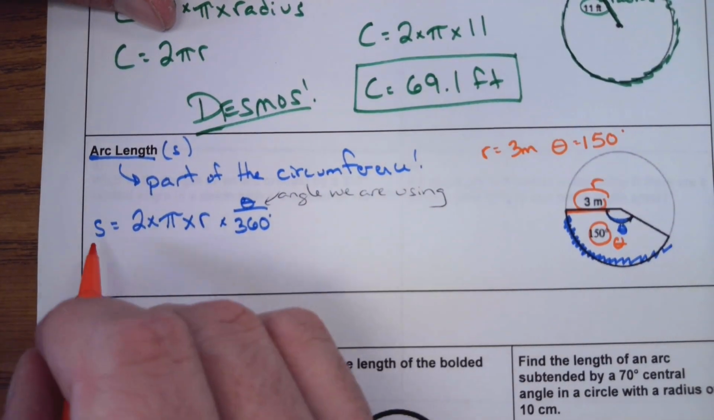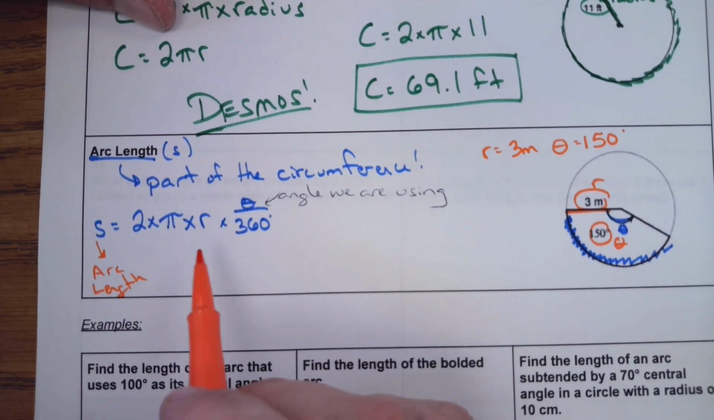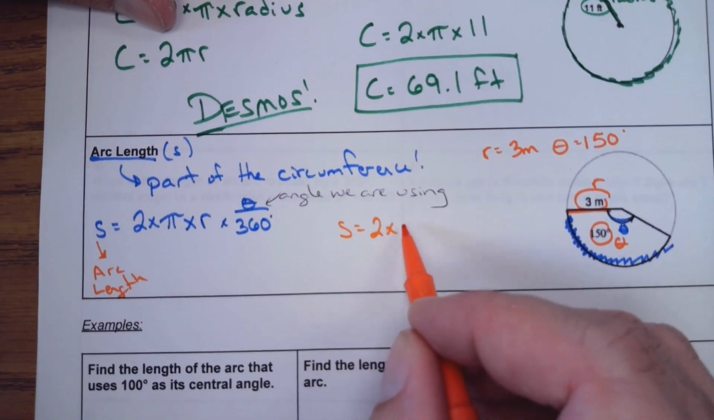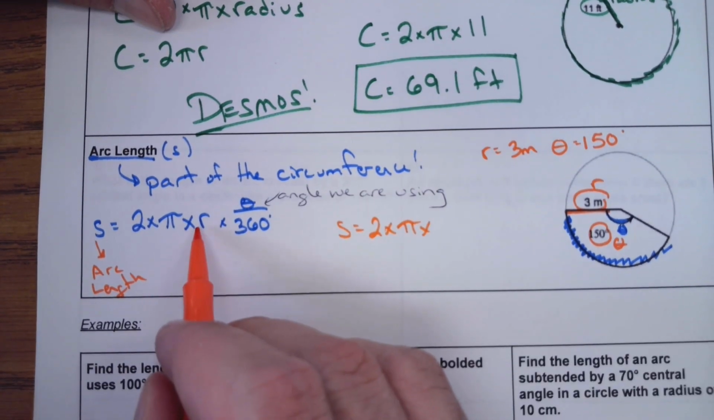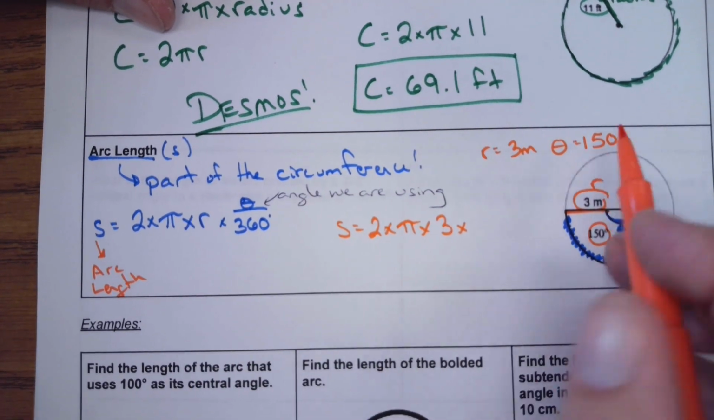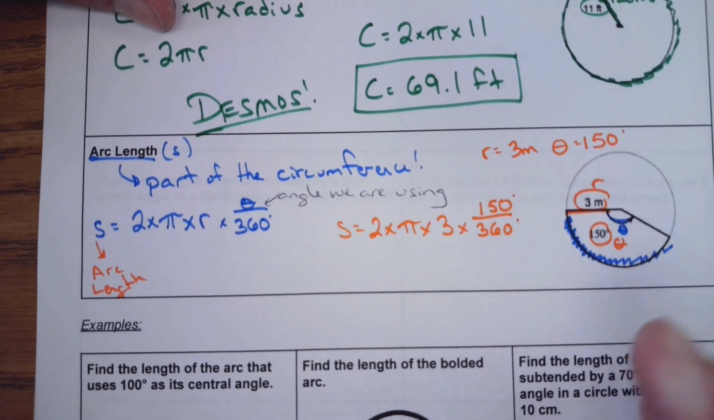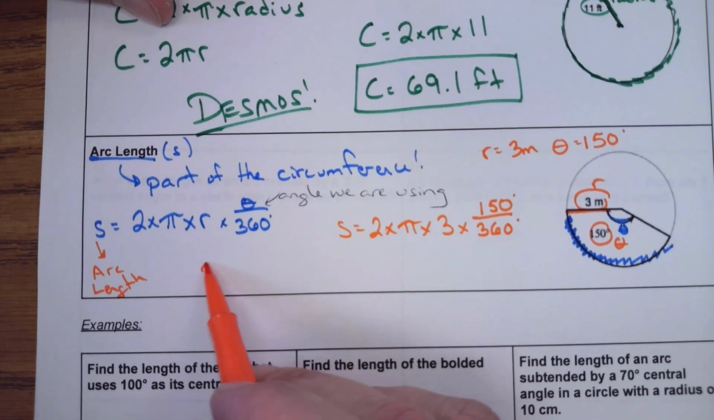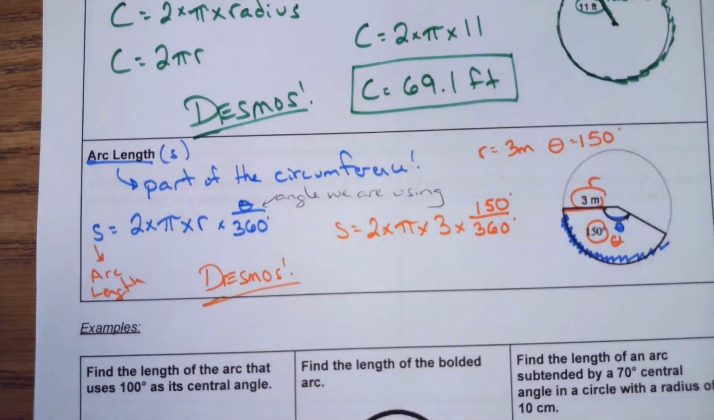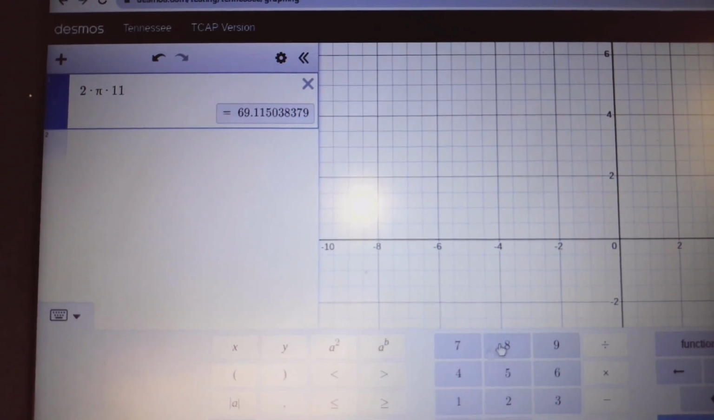So that means my arc length, remember this is just arc length. So S is equal to 2 times pi times the radius, but the radius is 3, times theta over 360, and theta is 150 over 360. All right, and once again, we're going to go to Desmos. All right, got a little bit more to type in this time. So I'm going to clear it out.